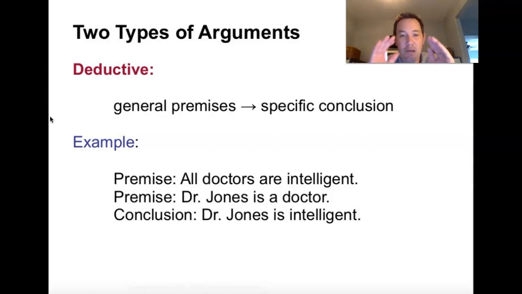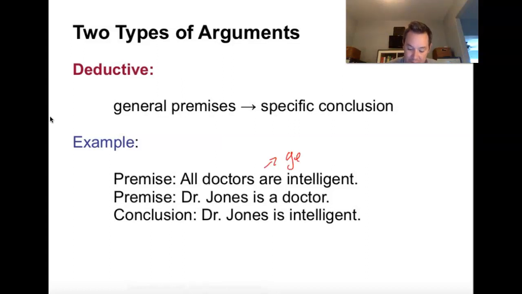and I want you to take this from the perspective of the logic of the argument, not even necessarily that the premises are true, because they may not be in this case, but why the logic works. So if we operate under the premise that all doctors are intelligent and that Dr. Jones is a doctor, then we can support the conclusion that Dr. Jones is therefore intelligent.